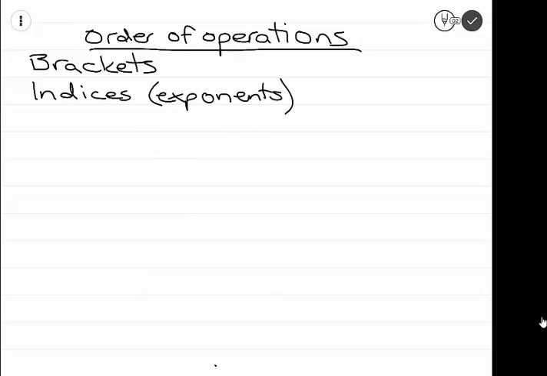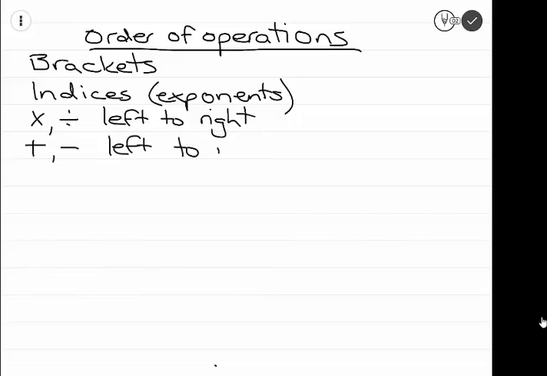Multiplication and division, from left to right. It is not always multiplication before division. It is whichever of those is on the left. And last is addition and subtraction, again from left to right. Make sure you do them in the right order or your answers aren't going to make sense.